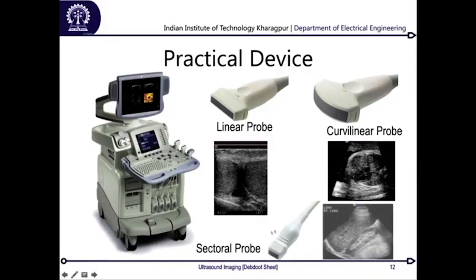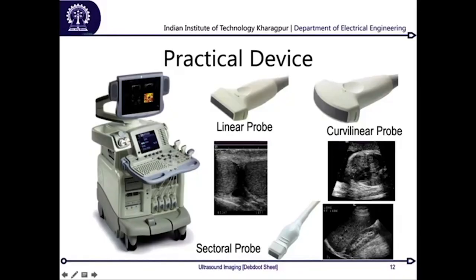Now the other kind of probe is called a sectoral probe, which is very useful for cardiac imaging. The probe is very small over here, and again it has a geometry which is almost like a curvilinear probe, but with a much wider span than a curvilinear probe.